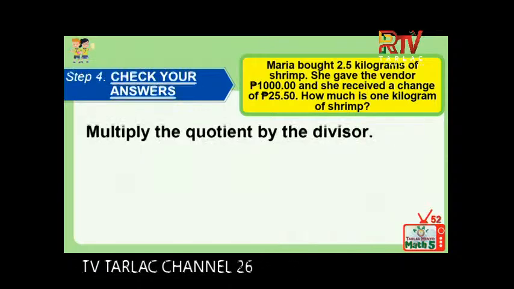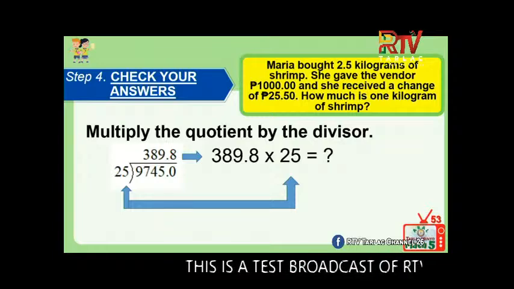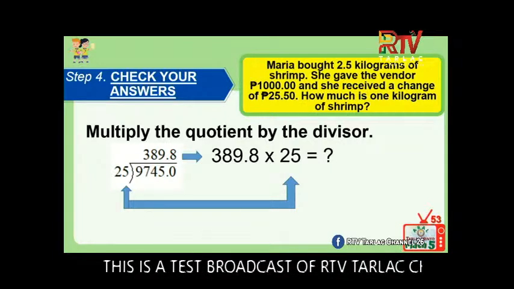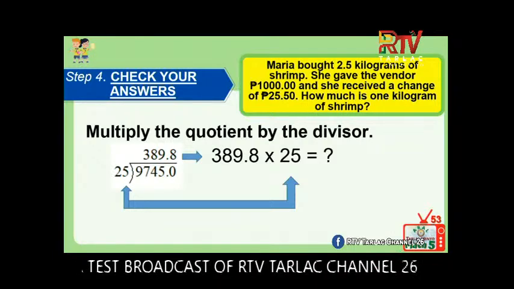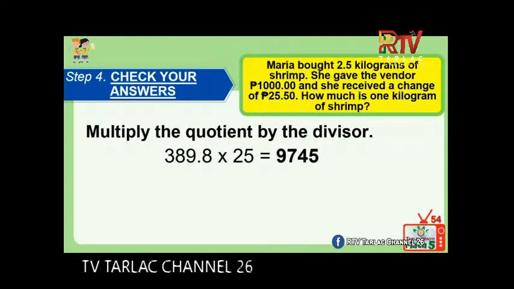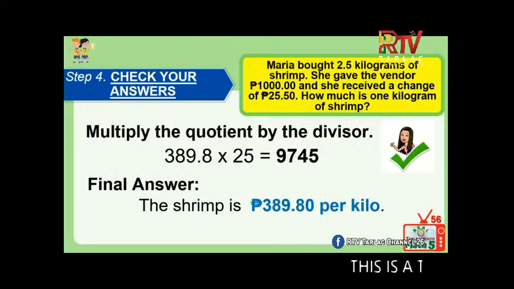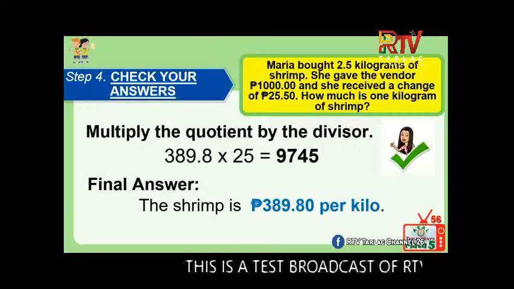Now, moving on for step number 4. Check your answer. Again, multiply 389.8, our quotient, by 25, our divisor earlier. If you arrived with 9,745, which is our dividend, your answer is correct. Therefore, our final answer will be the shrimp is 389 pesos and 80 centavos per kilo.